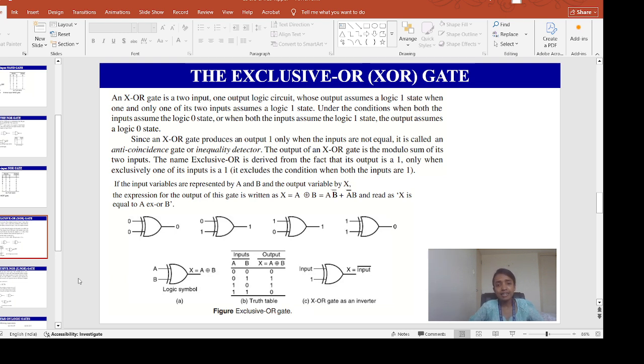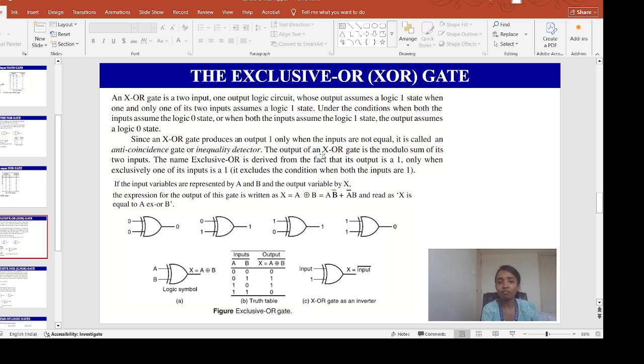Now, we will see the exclusive OR gate or XOR gate. An XOR gate is a 2 input 1 output logic circuit whose output assumes a logic 1 state when one and only one of its 2 inputs assumes a logic 1 state. Under the conditions when both the inputs assume the logic 0 state or when both the inputs assume the logic 1 state, the output assumes the logic 0 state. Since an XOR gate produces an output 1 only when inputs are not equal, it is called an anti-coincidence gate or inequality detector.